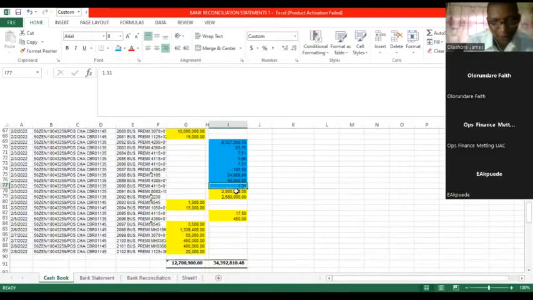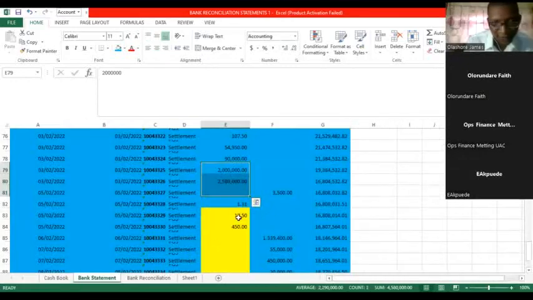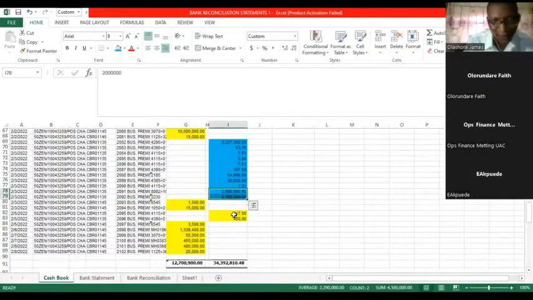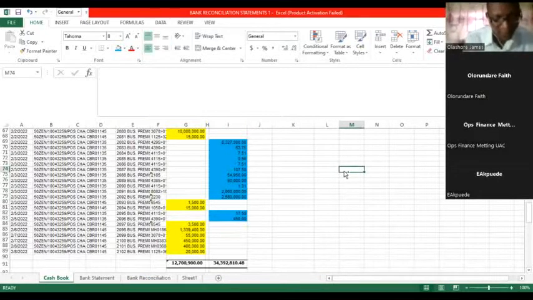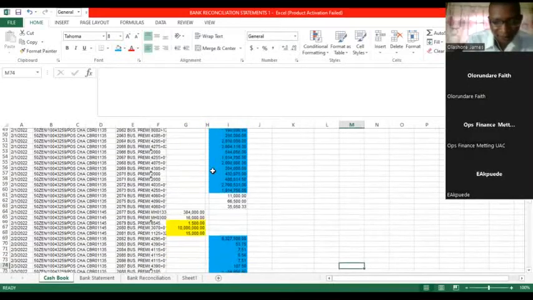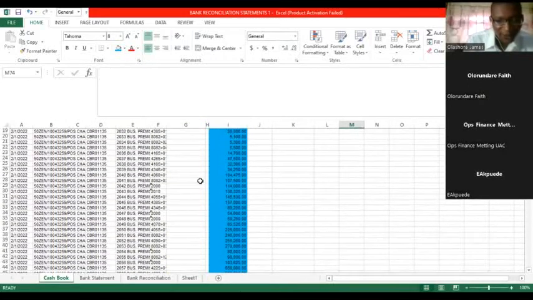So I come here. Then 7,500. I have 7,500. I have these two figures there. So I pick them at the same time and also clear these two. Now we are through with our payment side in cash book and also payment side in bank statement. So let's look at the other part now.